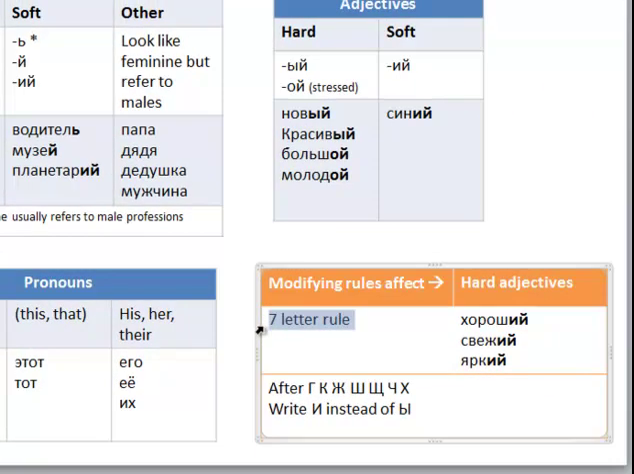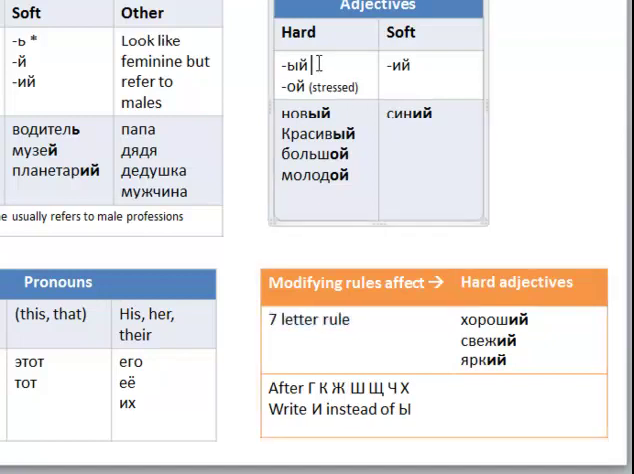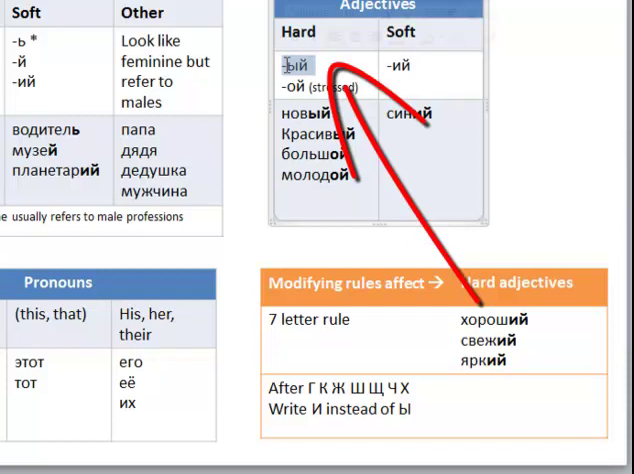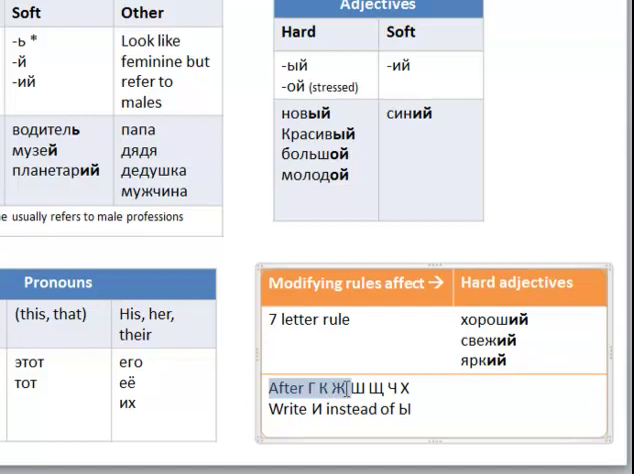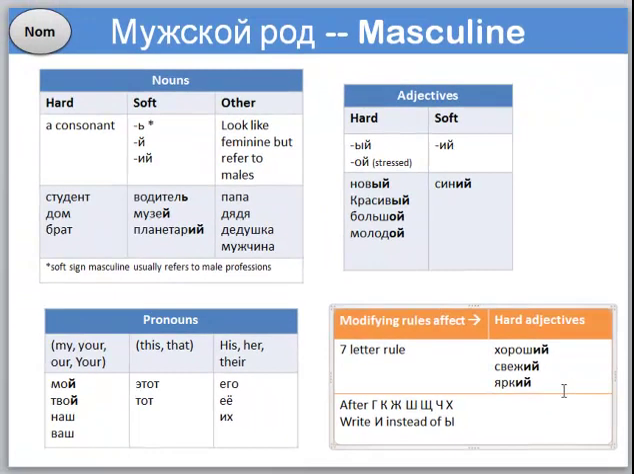There is one rule that you need to remember that can modify the hard masculine ending for adjectives ый. The rule states that after letters г, к, ж, ш, щ, ч, and х, we can never write ы. We always have to write и. For example, хороший, свежий, яркий. These endings look soft, however, they're actually hard. We'll call them false soft endings. It will be important to distinguish between the real and the false soft endings for other cases.